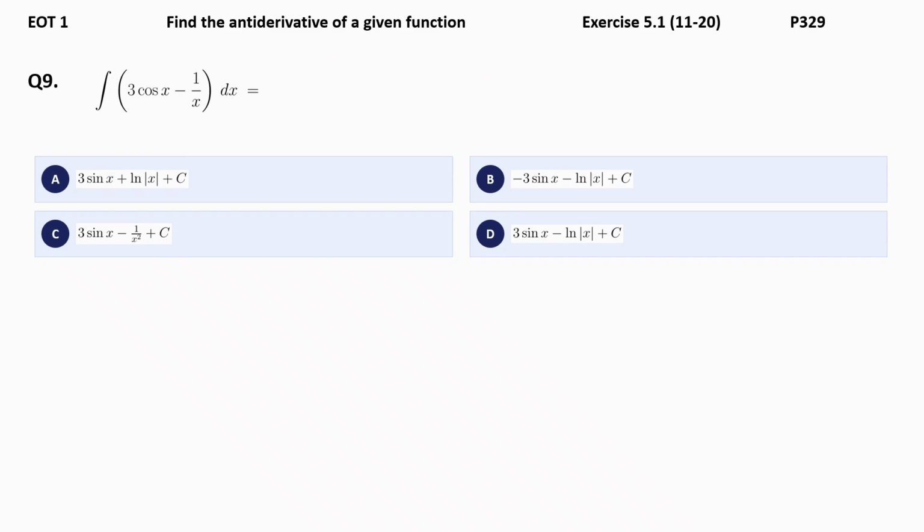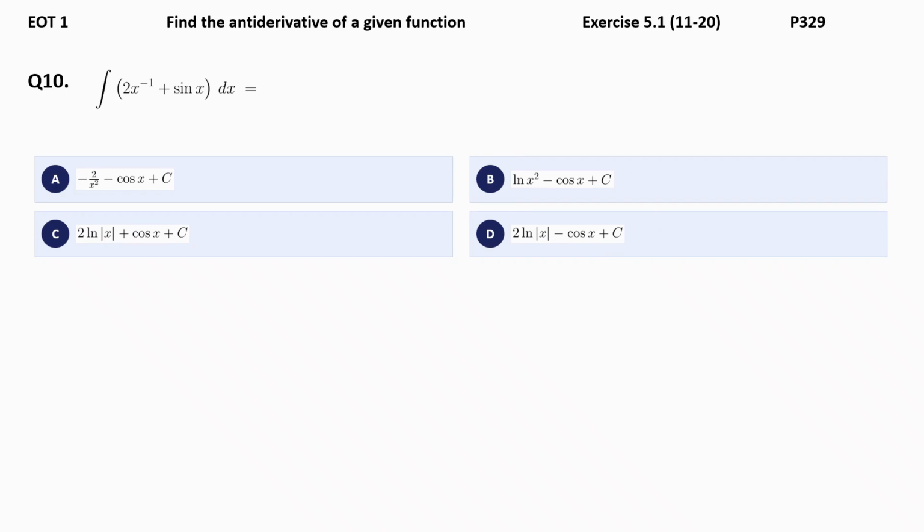Here we go with question number 9. What about 3 cos x? It is nothing but 3 sin x. In that case, we will cross out option B. Now, what about negative dx by x? It is nothing but negative ln absolute value of x. This leads to option D as the right answer.